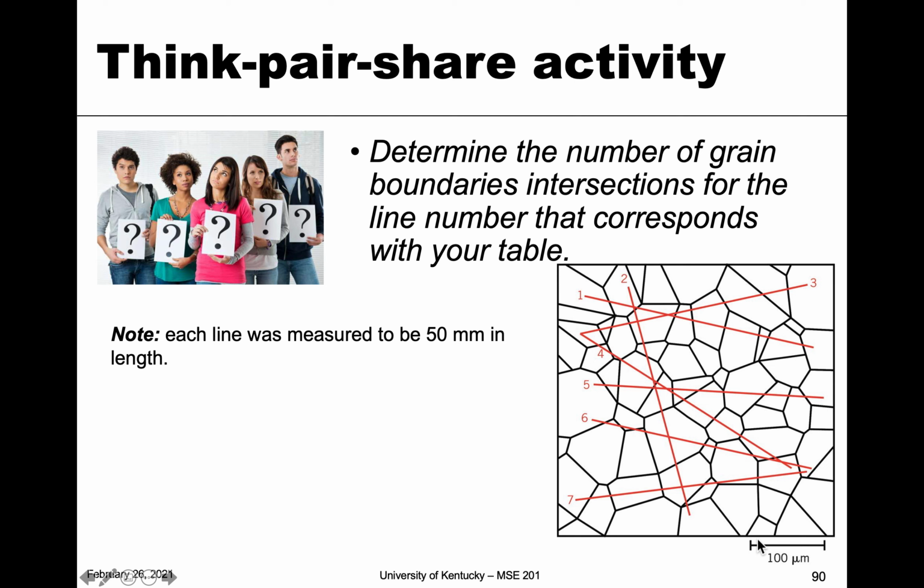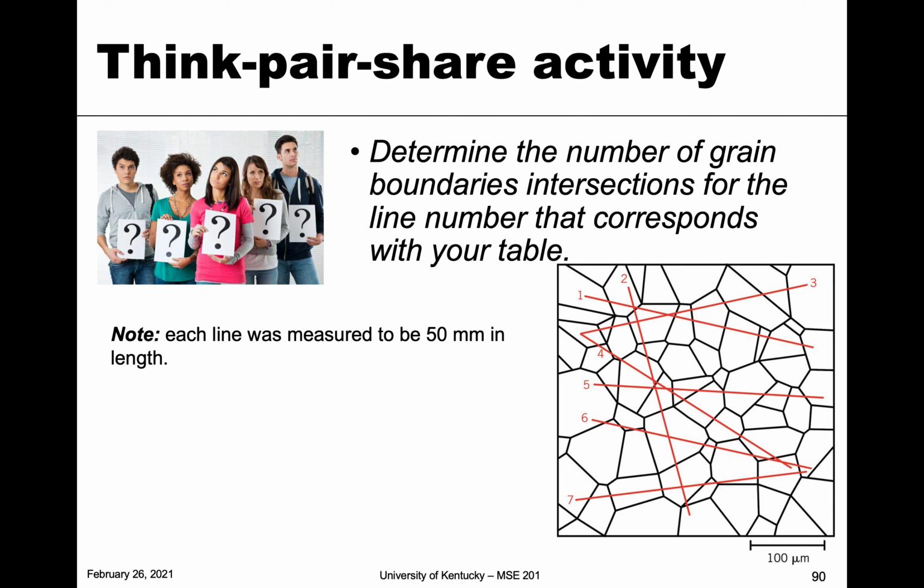The first question, which again will be on the quiz as well, is we've got the micrograph here. It's a made up one, as you might imagine. And we have 7 different lines labeled for you. What I want you to do is pick one of those lines, so you don't have to go through all of them, and determine the number of grain boundary intercepts, like we did in the previous module, for your particular line. Pick a random one, and see if you can determine the number of grain boundary intercepts, and then come back and we'll compare your answers.